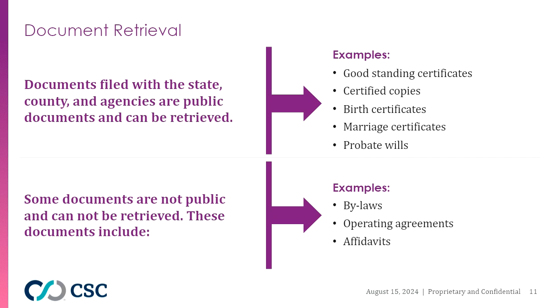Those are things such as good standing certificates, certified copies maybe of documents that were filed with the Secretary of State, such as annual reports. But you can also have public documents such as birth certificates, marriage certificates, probated wills. Now, certain states have restrictions on whether you can retrieve some of those kinds of documents and who is able to retrieve them, but they are still considered publicly filed documents as opposed to documents that are not public.